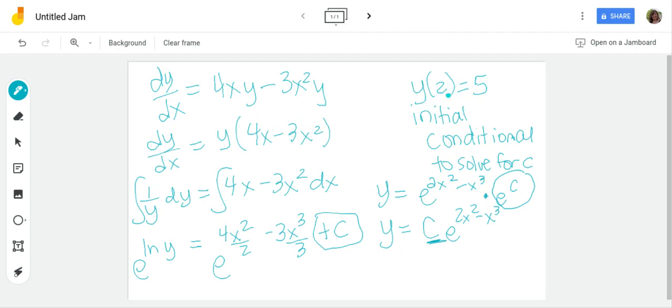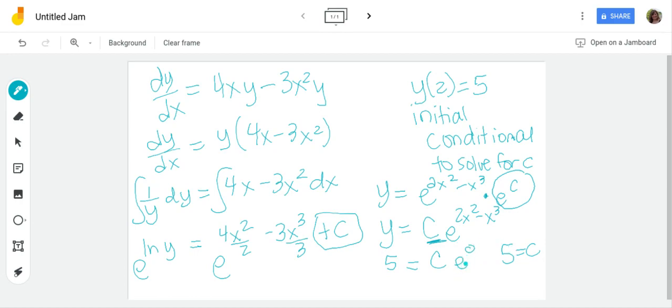When you plug in 2 for x, the answer is 5. So the answer would be 5 when I plug in 2 for x. So I'd have e to the, plugging in a 2 up here, 2 squared is 4 times 2 is 8, and then a 2 here would be 8, so it would be 8 minus 8, so that would give me 0, which e to the 0 is 1. So that means C is actually 5. It doesn't always turn out to be that way, but just this time it turned out e to the 0.